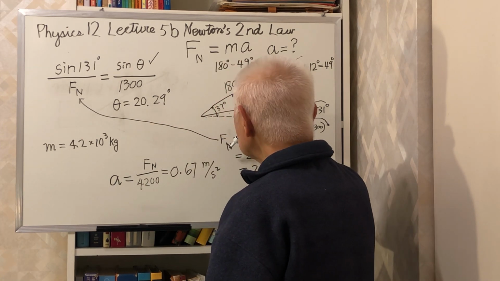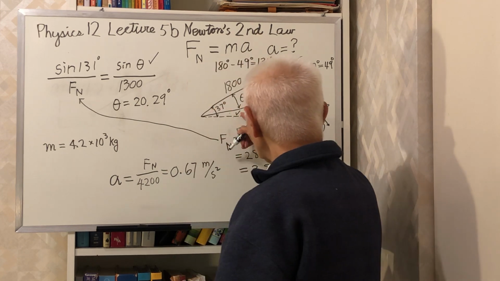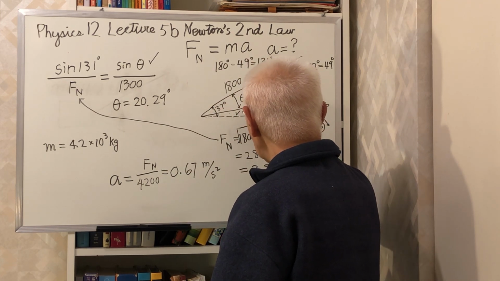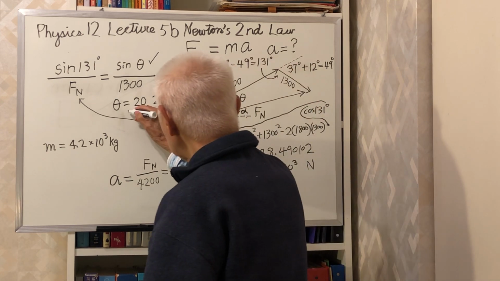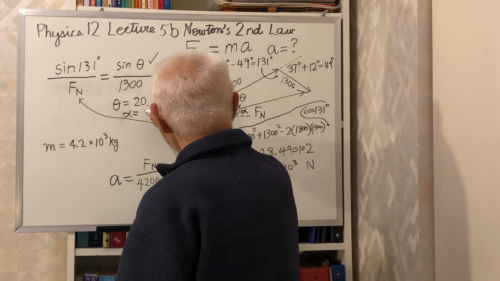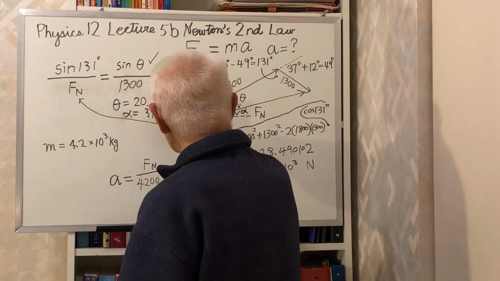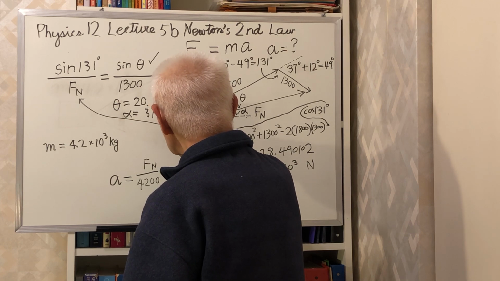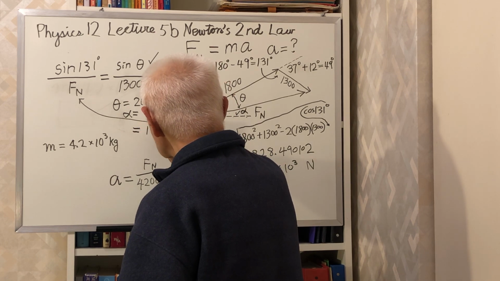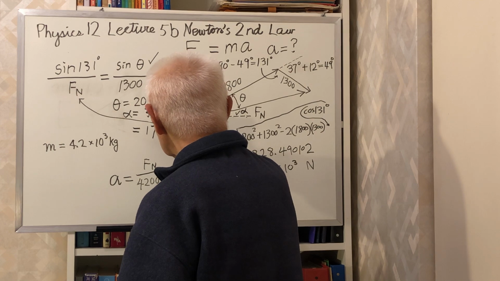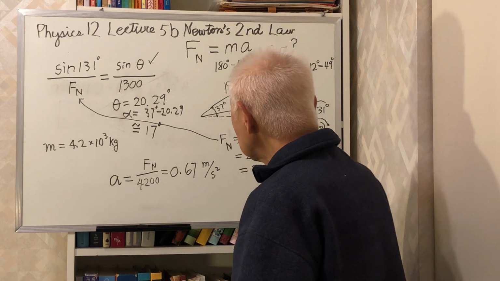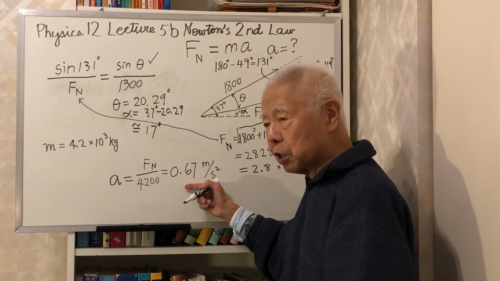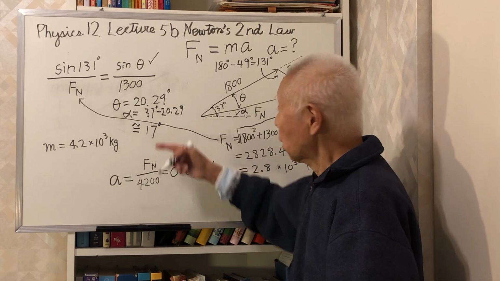So this angle, let's call this alpha. So angle alpha is 37 degrees minus 20.29, and this is equal to 17 degrees. So you have the magnitude of the acceleration and you have the direction of the acceleration.